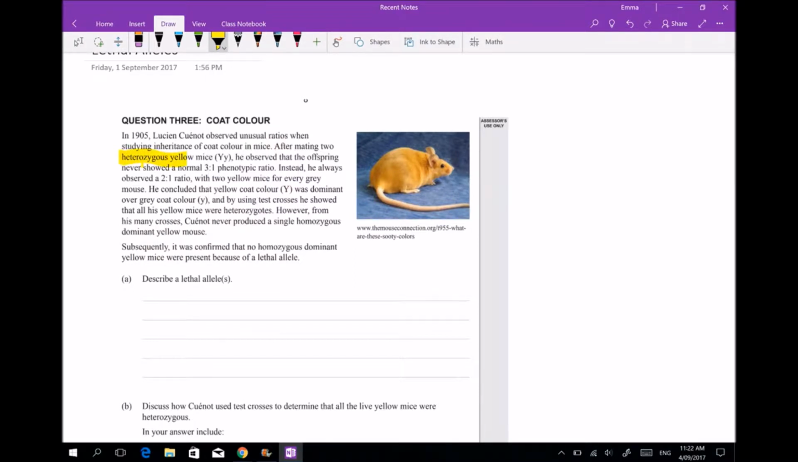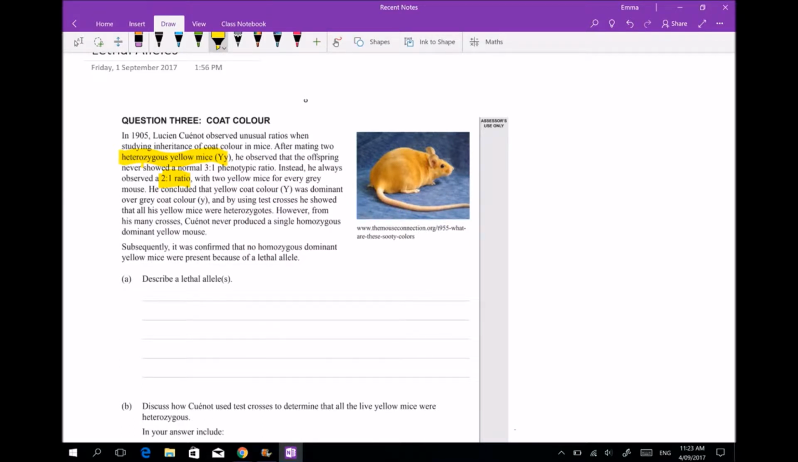So two heterozygous yellow mice, so they would have had the genotype big Y, little y. He observed that the offspring never showed a normal 3:1 phenotypic ratio. Instead, he always observed a 2:1 ratio. So straight away, you should be thinking lethal alleles whenever you see the 2:1 ratio.